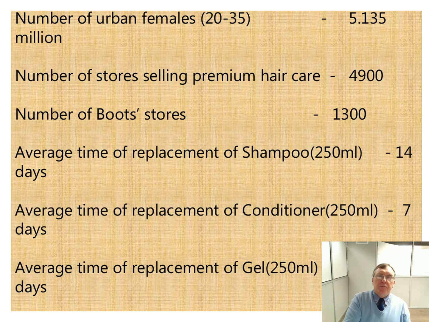So in this case, the number of females between 20 and 35, that's the number that was picked. If we go back to what we've seen before, how many of that comes to 5.135 million. The number of stores selling the hair care, 4,900. The number of Boots stores that we have, in this particular example, 1,300. The average time of replacement of shampoo, 14 days. Average time of replacement of conditioner, 7. Average time of gel, 14.